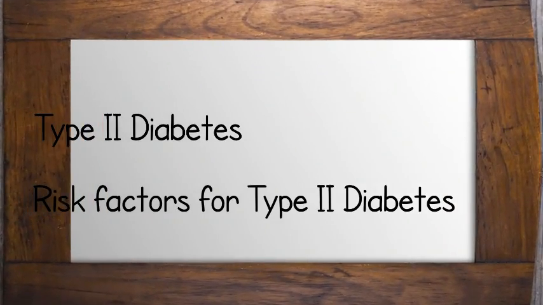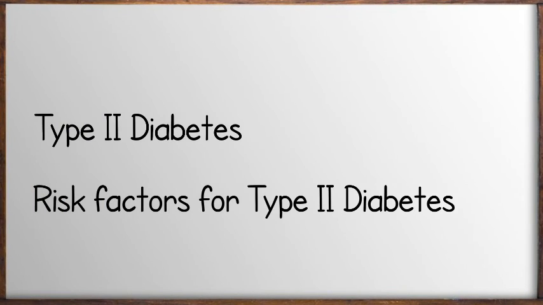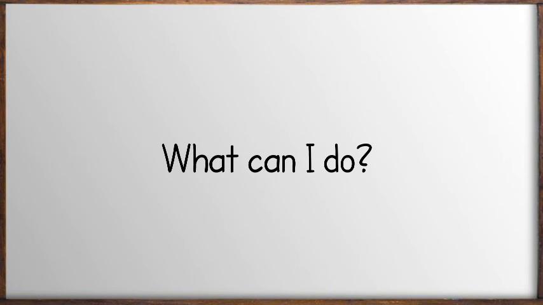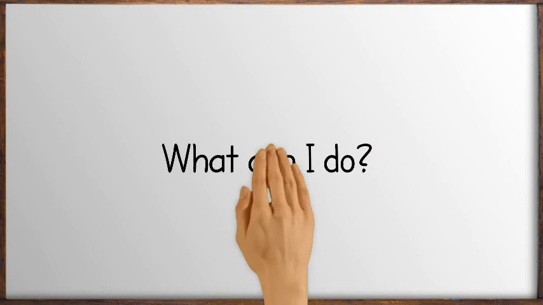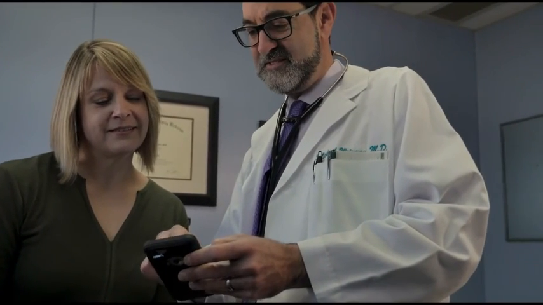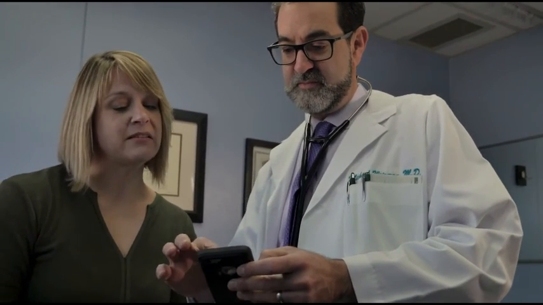Now we know what happens in the body with type 2 diabetes. We know the risk factors associated with type 2 diabetes. Now let's address the question, what can I do? First, you should discuss your care with your healthcare provider at every visit. Find ways to show them how you're managing at home. This is the first step in taking control of your care.